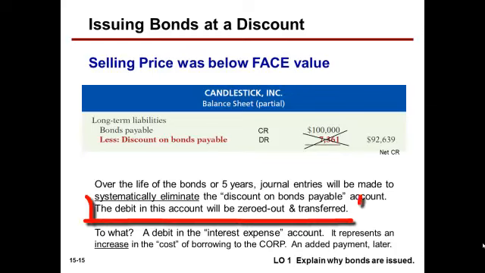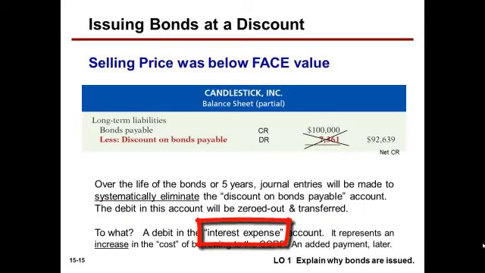The debit in this account, in effect, will be zeroed out and transferred. Where will it be transferred to? A debit in the interest expense account. It represents an increase in the cost of borrowing to the corporation, an added payment later at maturity. But we'll be booking this as we go along, as we make actual interest payments to the bondholder. Crediting that discount on bonds payable account, reducing it, and transferring that debit to interest expense, added cost of borrowing.